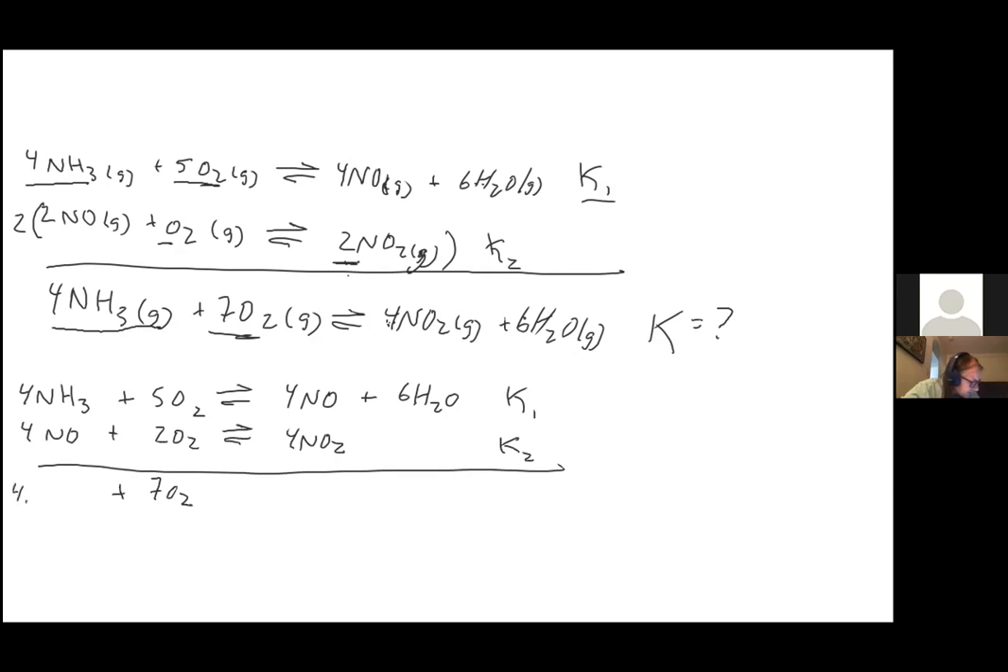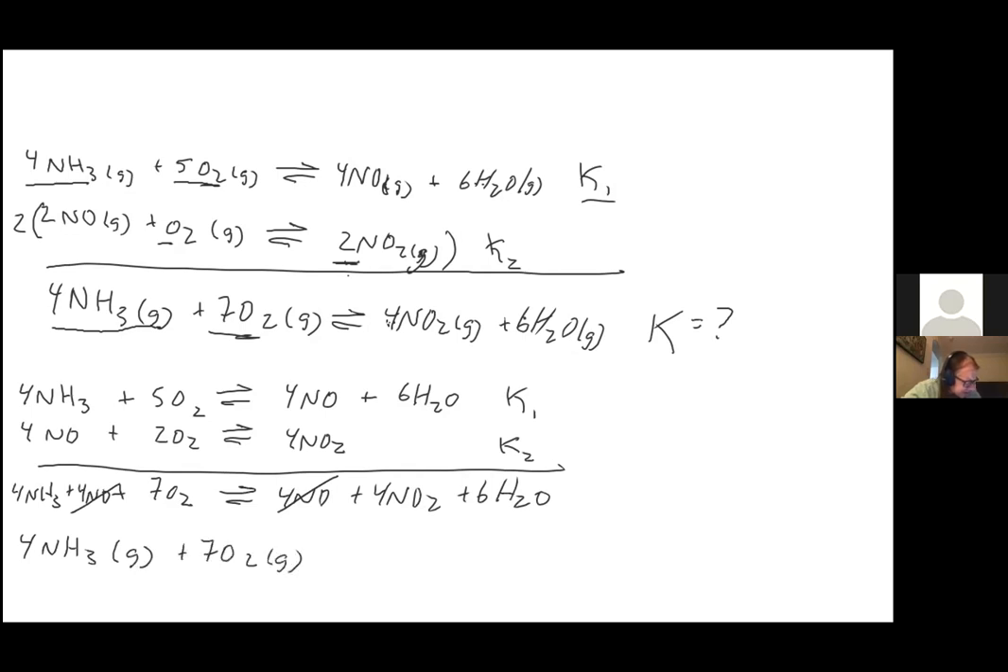4 NH3, 4 NO. Okay, I think I've got everything on the left side. Then we're going to have 4 NO plus 4 NO2 plus 6 H2O. Everything looks good except the NOs are going to cancel, right? And that's just going to leave us with 4 NH3. Now I'll go ahead and put the states of matter in. And we've got it. That's exactly the equation that we needed. We just wanted to add those two equations together.